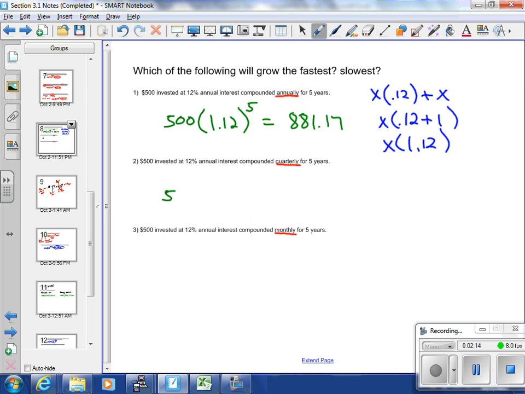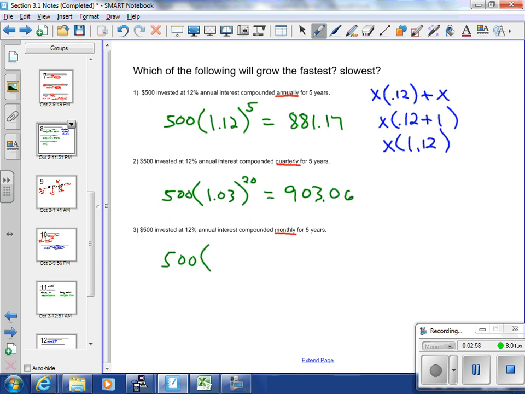In a similar way, this second one here, this is $500, 12% annual interest, but we're compounding 4 times a year, every quarter, every 3 months. So I take 12%, I divide it by 4 because it's quarterly, and I get 3%. And I'm going to do this for 5 years. If I do it quarterly for 5 years, 4 times a year for 5 years makes a total of 20 times. So 500 times 1.03 to the power of 20 is a little bit higher, $903.06.